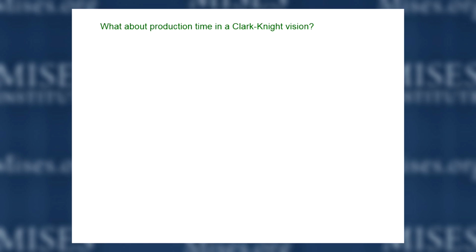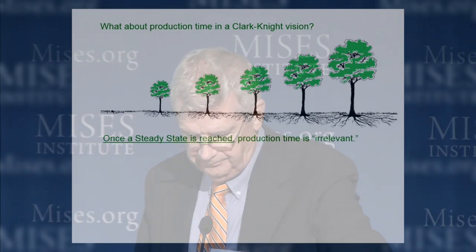Okay, well, let's get started and see what's going on. I don't know if you can read that or not. What about production time in the Clark-Knight vision? And this comes to fruition in a book by George Stigler. And of course, Knight and Stigler were at the University of Chicago, and they were there at the same time Friedman was. And that, I think, is what got Friedman into the Clark-Knight view. Let's see what this view is.